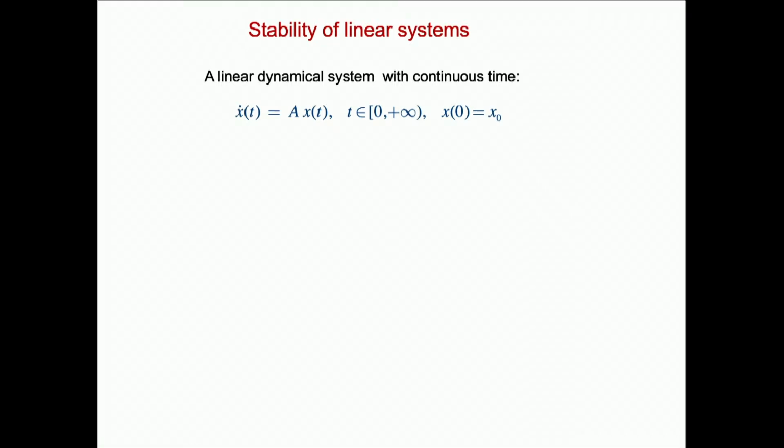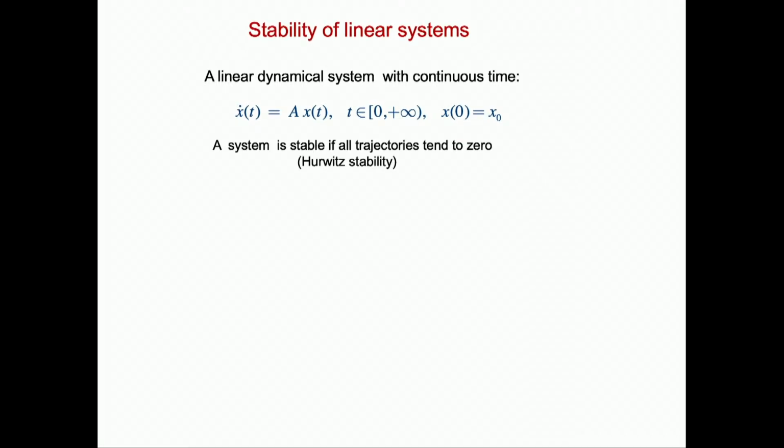So this is a usual dynamical system where A is a constant matrix. Of course, the system is stable if all trajectories tend to 0, and this is so-called Hurwitz stability. And the Hurwitz stability is equivalent to the condition that all eigenvalues are on the left-hand side of the complex plane. So all eigenvalues have a real part strictly negative.